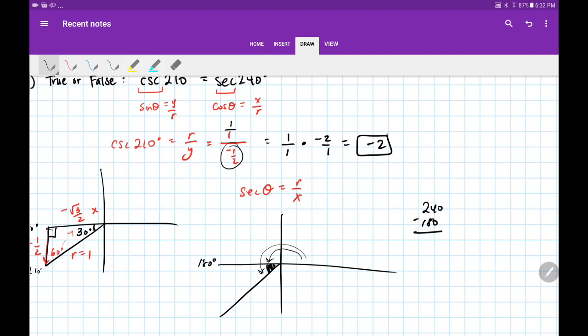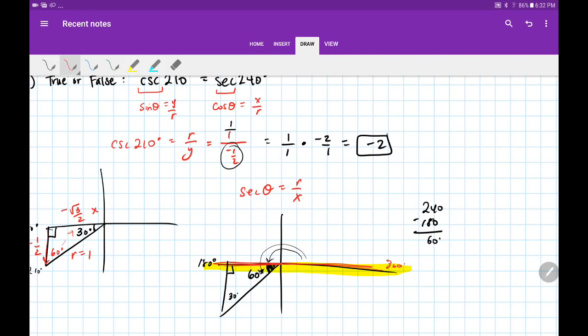Notice that I'm always subtracting from 180, because that's the definition of the reference angles. How far are you from the x-axis? So it's either 180 or 360 if I was on the right side. So 240 minus 180 leaves me with 60 degrees. So I know that this reference angle is 60. Drop the perpendicular. That makes this angle 30.